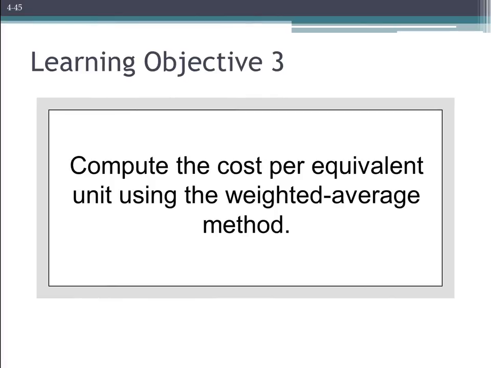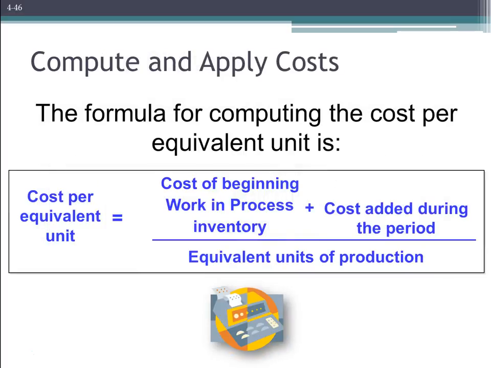All right. The next part, of course, once we've determined the number of equivalent units, we now need to compute a cost per equivalent unit using that weighted average method. And this, of course, is the formula to do that. We take the cost of the beginning work in process inventory, add to that the cost of the units added during the period, and divide by the equivalent units of production which we just determined to come up with the cost per equivalent unit. And then we can assign that to every single unit that we've got.